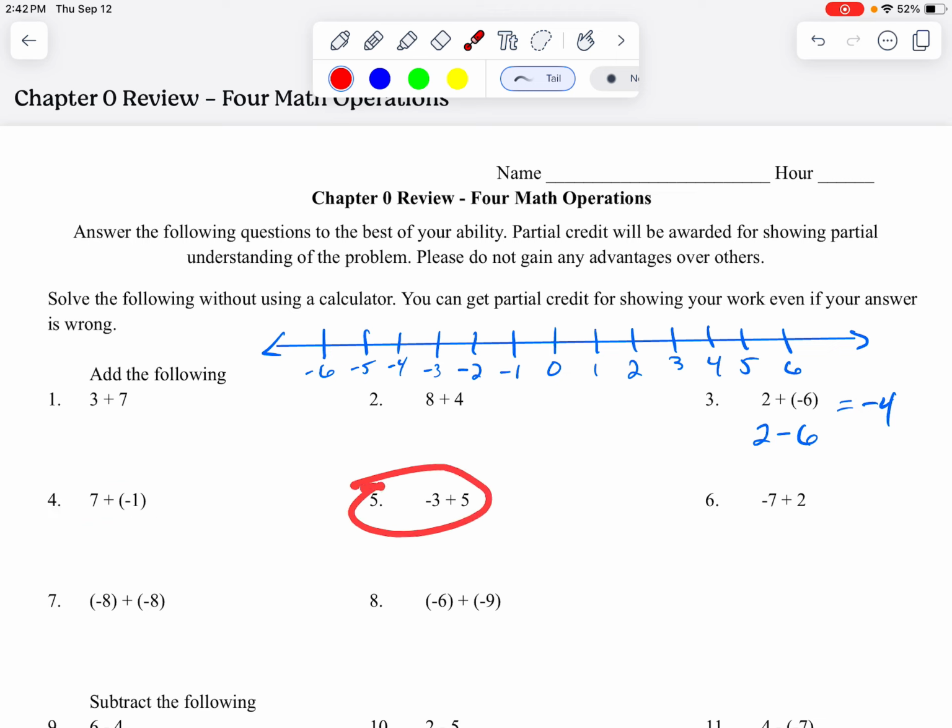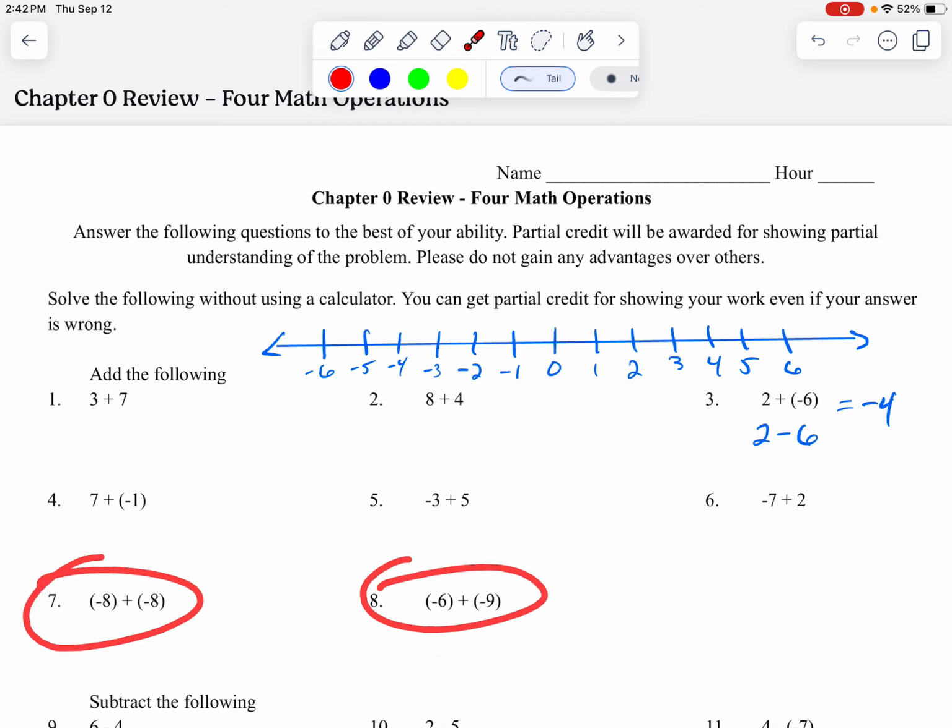This just means that we're starting at a negative, so we would be at negative 3 and adding 5. So if I start here and then do addition, I'm just adding. That means I'm getting larger: 3, 4, 5. We would end up at 2. Again, once we get into these last two problems, this is where students get thrown off a little bit again.